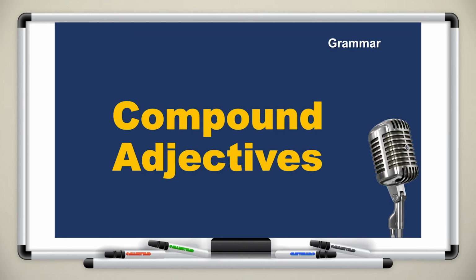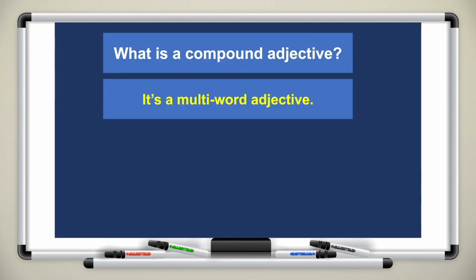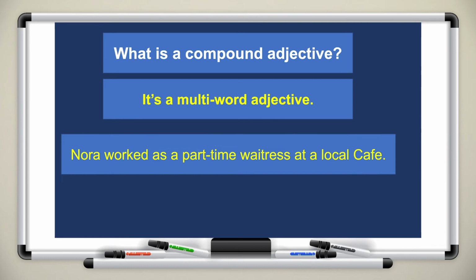Let's take a look at the compound adjectives. What is a compound adjective? Or what do I mean by compound adjectives? Basically, a compound adjective is a multi-word adjective, which means it's an adjective that I will use to describe something, but it's not just one word, it's more than one word. Let's take a look at this sentence. Noura worked as a part-time waitress at a local cafe.